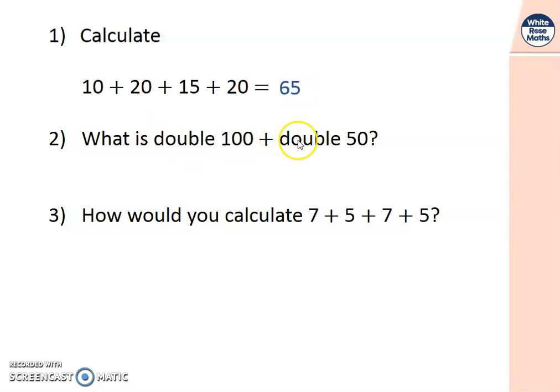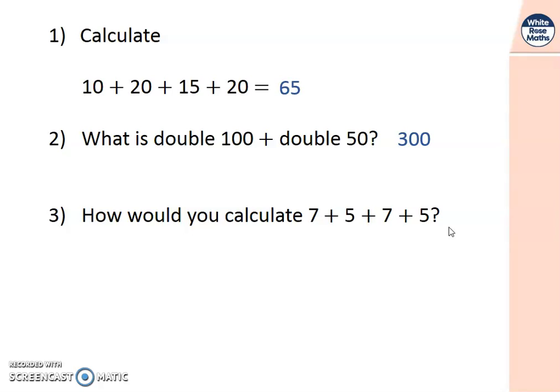What is double 100 add double 50? Double means times it by 2. So double 100 is 200. Double 50 is 100. 200 add 100 is 300. Well done. And number 3, how would you calculate 7 add 5 add 7 add 5?